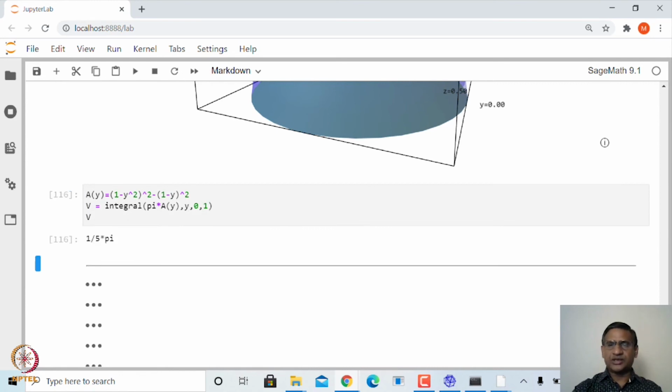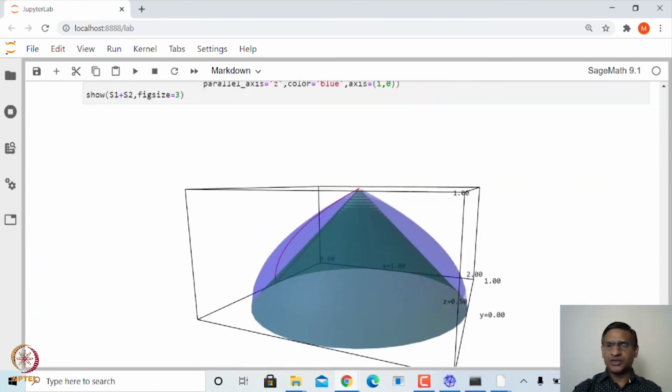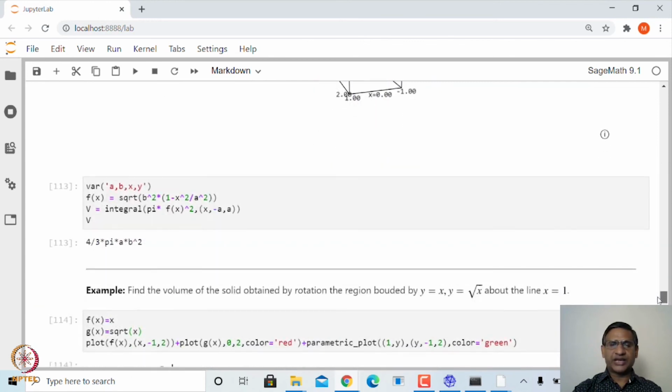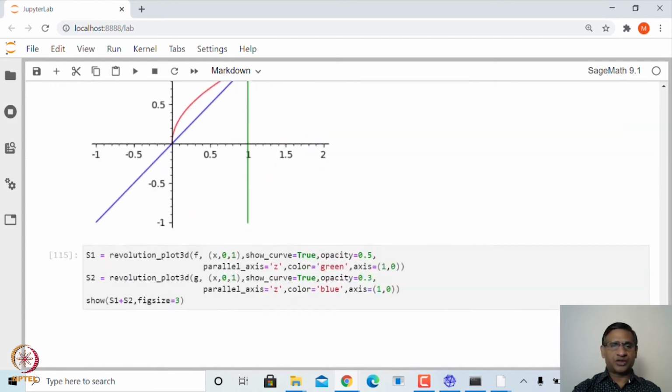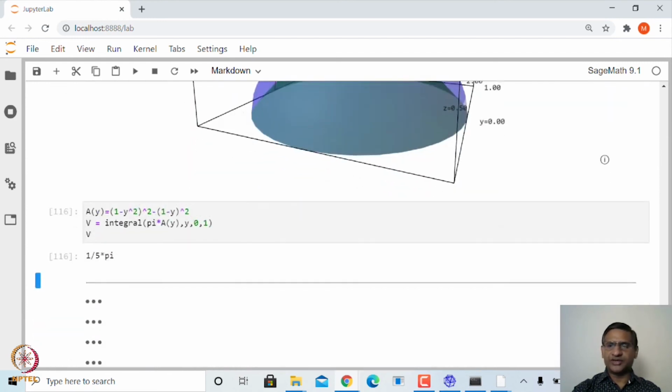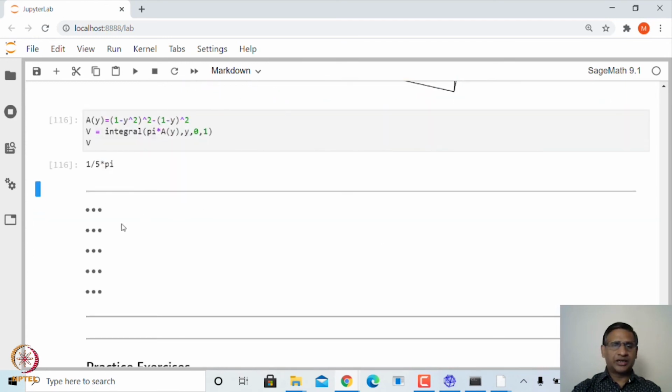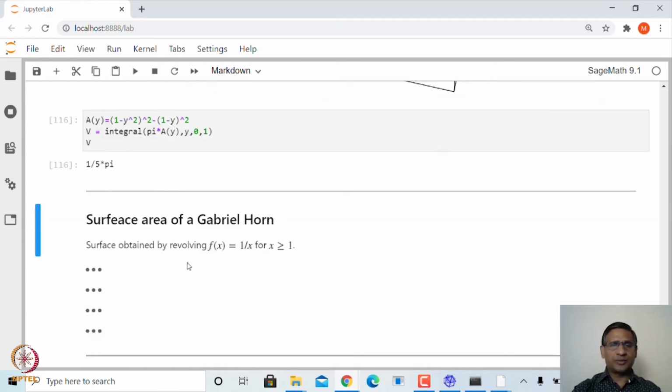That is the volume of this solid obtained by revolving the area between these two curves about x equal to 1. You could have rotated about x equal to 2, or you can rotate about the x axis, about, let us say, y equal to 1. All such things you can do quite efficiently and very easily, right. Let us look at another problem.